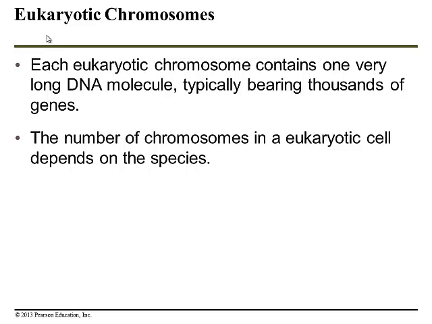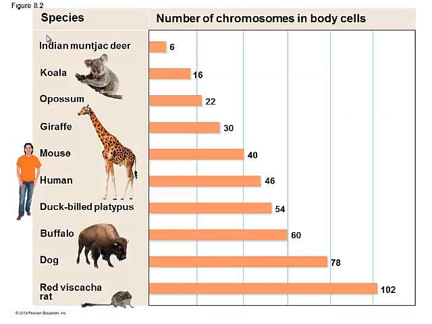So the number of chromosomes in eukaryotic cells depends on the species. We're humans, we're the highest creatures on the planet, right? We're the smartest ones. We must have the most genetic material. Actually, no. This rat down here has 102 chromosomes. How is that possible? Doesn't have anything to do with size. It has to do with directions.